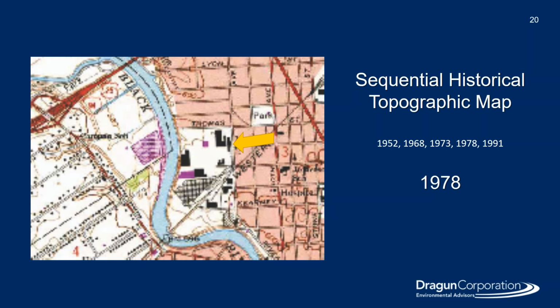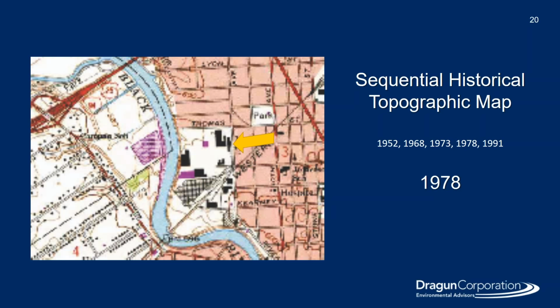We also utilize sequential historic topographic maps. These are sources that are updated over time and provide very useful information relative to developing your conceptual site model. It can provide information relative to the property development, surface water bodies, railroads, hospitals, schools. A number of key items can be brought from this.